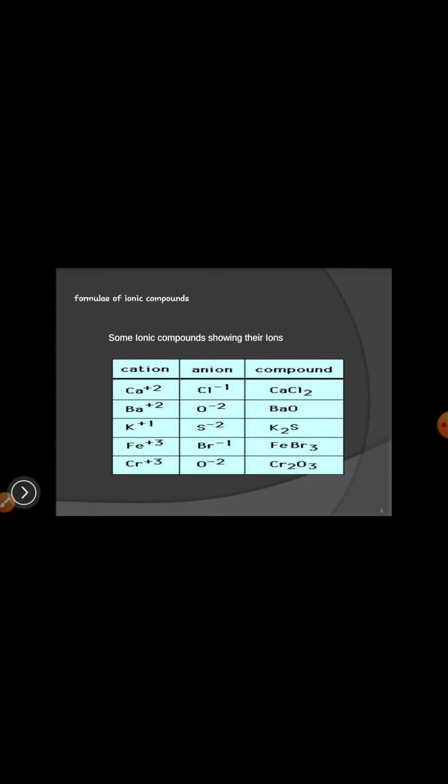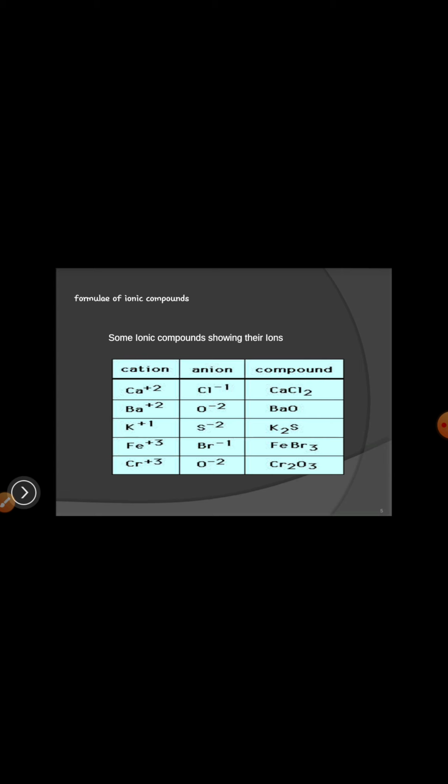This formula of CaCl2, calcium chloride, is telling us that calcium chloride is made up of two types of elements. One is calcium, the second is chlorine, and the number of calcium atoms is 1 and the number of chlorine atoms is 2. This ionic compound is also telling us how many ions are present and the charges present on the ions. In calcium chloride, Ca has a plus 2 charge and chloride has a minus 1 charge.